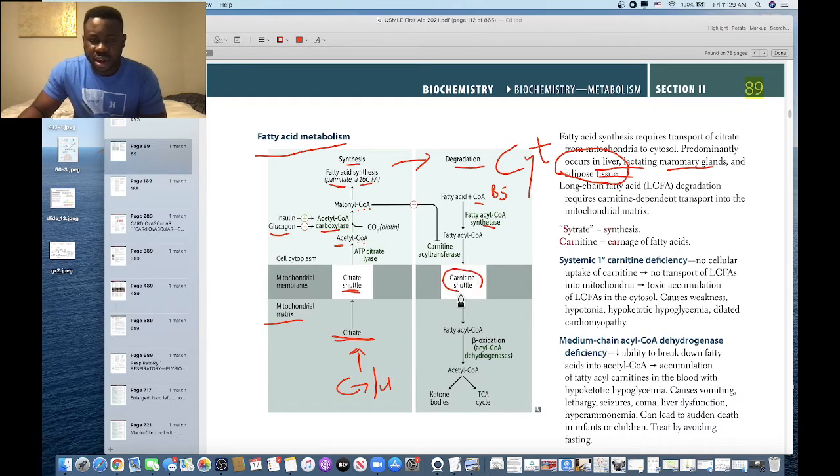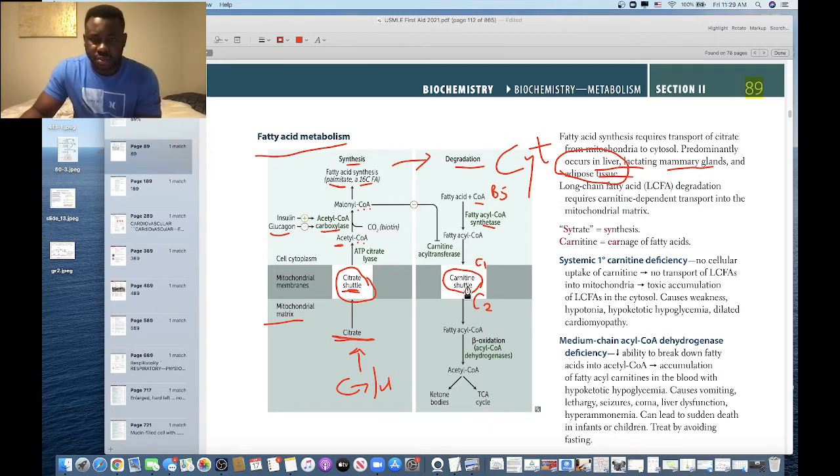So as soon as you hear carnitine, it's about breakdown. As soon as you hear citrate shuttle, it's about synthesis. So now we use the Carnitine Shuttle, and this carnitine is a protein. We have carnitine 1 over here in the outer membrane, and then we have carnitine 2 in the inner membrane. It's not really high yield to know this, but yes, they are two, because we have the outer membrane and the inner membrane. So just take note that one is in the outer membrane, the other one is in the inner membrane.